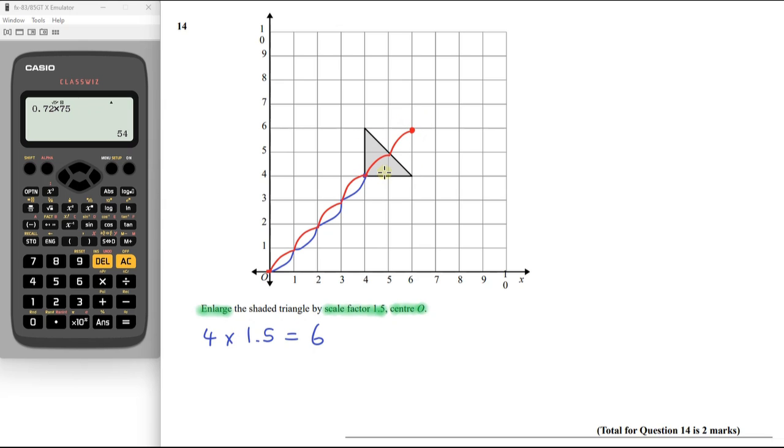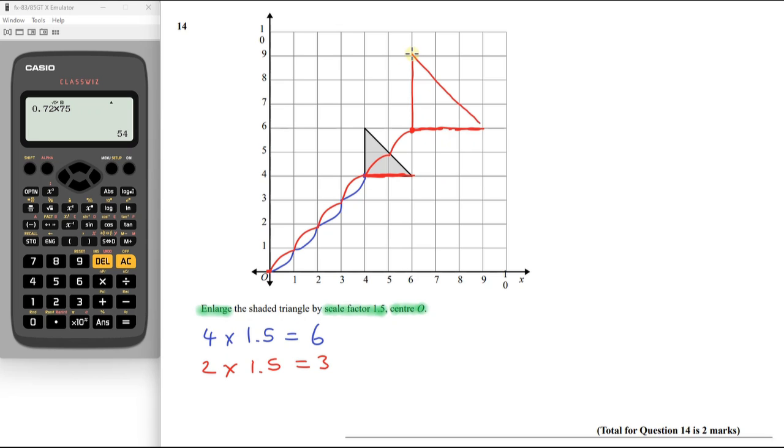I don't need to do that for all 3 points. I can just measure each of the lengths. So you can see that this length here is 2 units. So I'm going to enlarge that by 1.5. So 2 times 1.5 gives me 3. So now my new base is going to be 3 units. So 1, 2, 3. And if we think about our height, it was 2 units. So that's also going to be 3. So 1, 2, 3. And then we just need to connect these 2 lines.